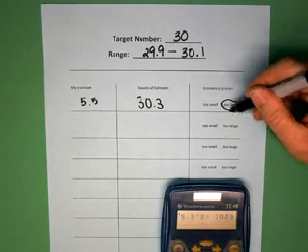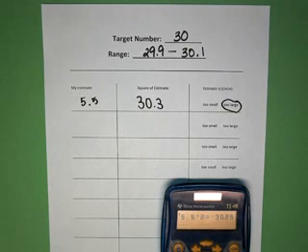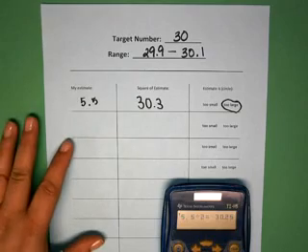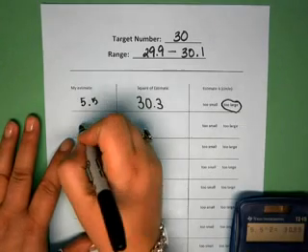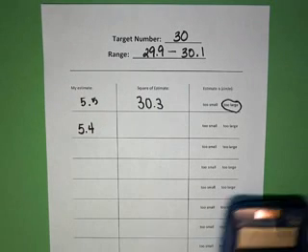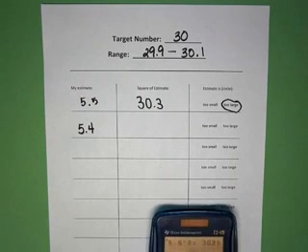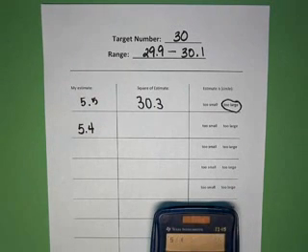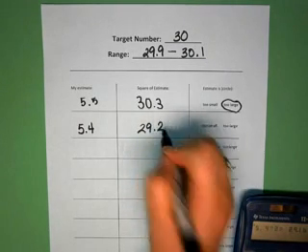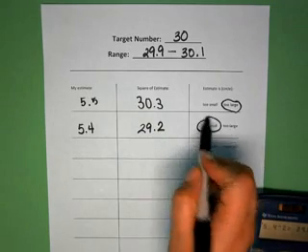A little too large. 30.1 would have worked, but not 30.3. So since that's too large, I'm going to come down a bit and try 5.4 to see if I can get closer to 30. So I'm going to have, let's see, 5.4 squared, and I get 29.2 by rounding. 29.2. Now I'm too small.